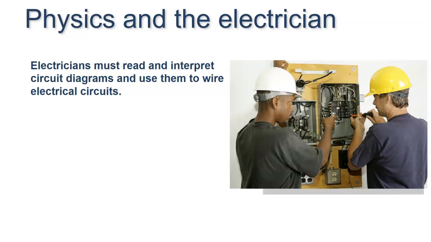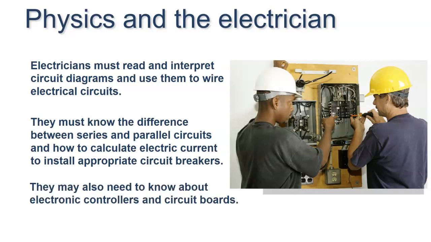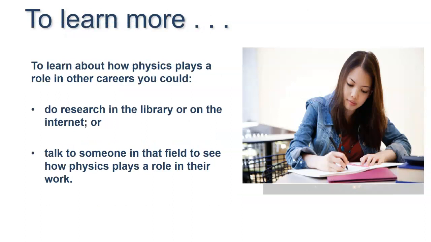Electricians, so even trades. Electricians must read and interpret circuit diagrams. That's part of physics. And then use that information to wire electrical circuits. They have to know the difference between series and parallel circuits and how to calculate electrical current. So that way, you don't get shocked or you don't blow a fuse. They also need to know about electronic controls and circuit boards. Hopefully we do a little bit of electricity stuff in our kits that we're going to get. If not, we'll find some stuff to do.